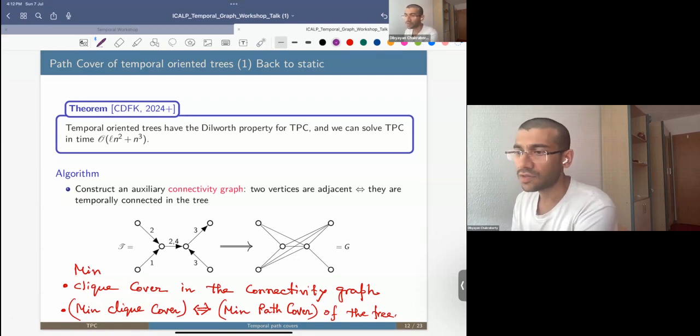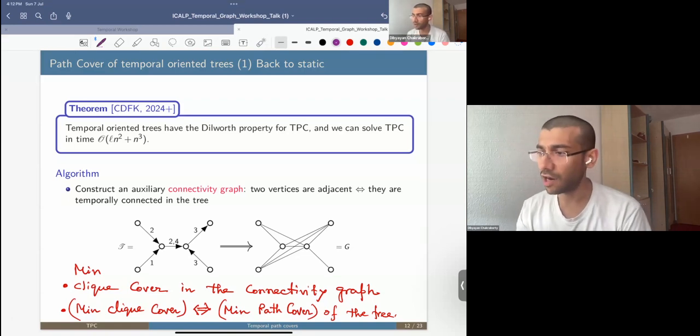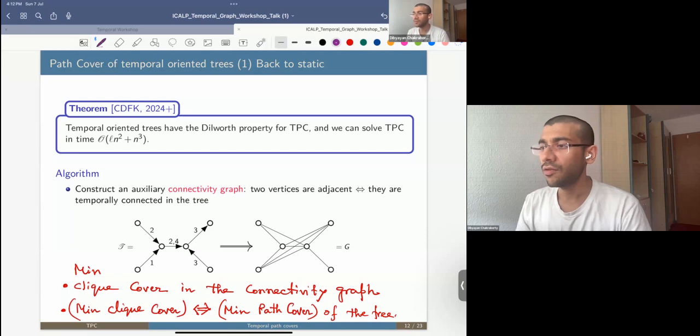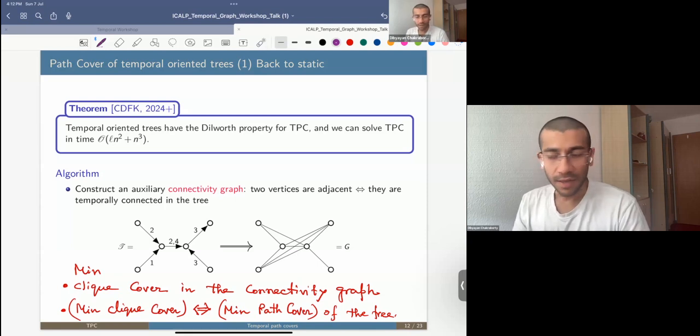We construct the connectivity graph. That is a graph on the same set of vertices of the tree, where two vertices are adjacent if they are temporally connected in the tree. That's the first step of our algorithm. The second step is to compute a minimum clique cover in the connectivity graph. And as it turns out, the minimum clique cover gives a minimum path cover of the tree.